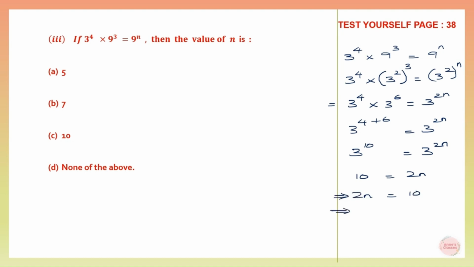Now let's find the value of n. N will be equal to 10 divided by 2. Why divided? Because this is multiplication. When we take it to the other side, it becomes division. Now here we can cancel. 2 5s are 10. So now we have got the value of n. N is equal to 5. So this is our answer. Now let's look at the options here. Option A is 5.